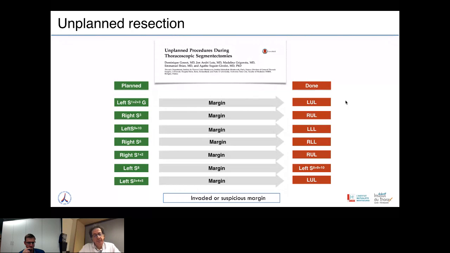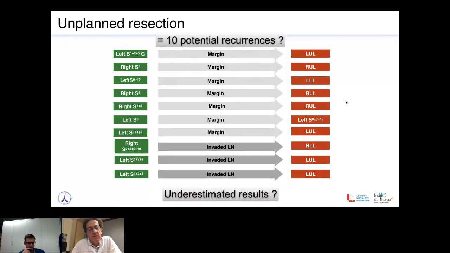So what does it mean? It means that in 10 patients of this series, maybe we have avoided 10 recurrences, which is of course better for the patient. But if we haven't done this, we would have underestimated the results of our segmentectomies, because these patients must have a lobectomy. Of course, it takes a little bit of time to perform this frozen section, but if we want to make an appropriate operation, we have to do this.